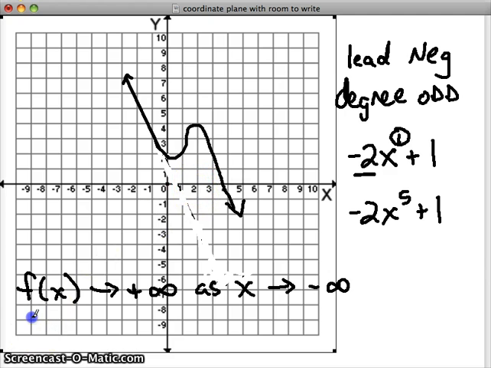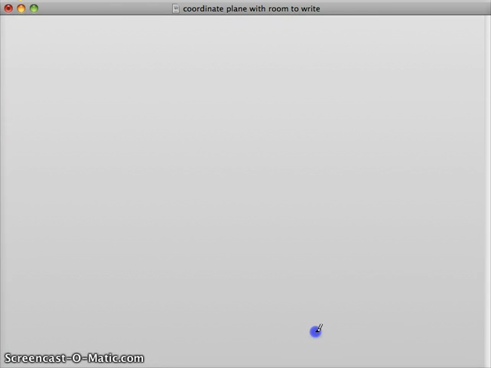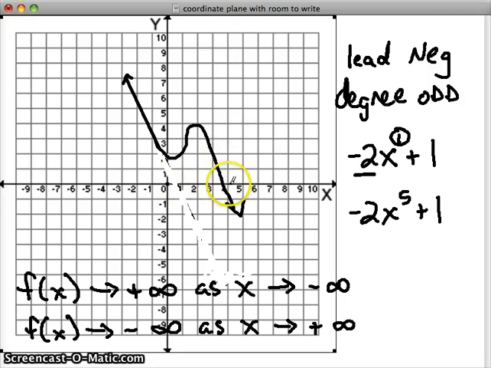Let's focus on the right side now. Our output is approaching negative now. If we move to the right, now we're going towards negative infinity, as our inputs approach positive infinity. So as I move to the right on the x-axis, my values are going more and more positive, but my outputs are becoming more and more negative there. So again, we got an odd degree. Our end behavior outputs are opposites of each other, and that's with a leading negative coefficient. We're going down from left to right.